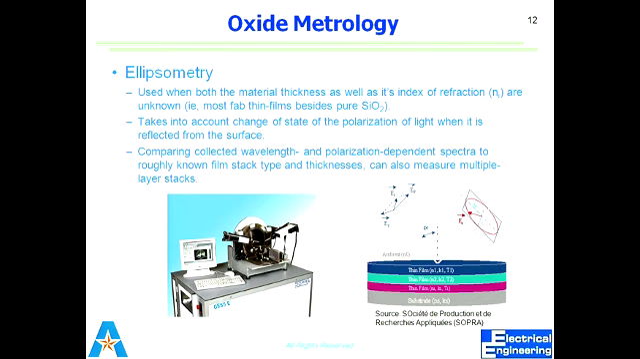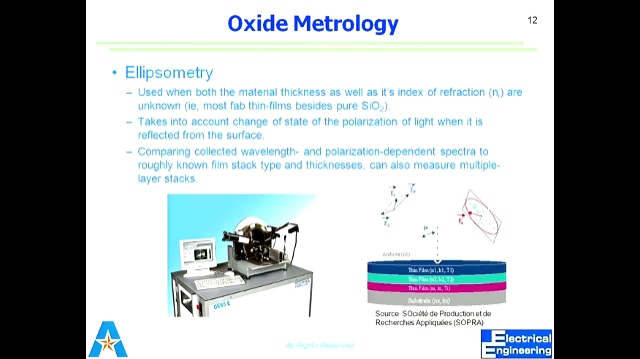Now how it actually works: it takes into account the change of state of polarization of light when it is reflected from the surface. So the light comes in and is reflected from the surface. One thing that is necessary for this is that it should be a transparent layer in which you can measure the thickness. Due to the reflection, the state of polarization changes, and the extent to which it changes is detected by the detector, and that extent of change is used to calculate the thickness of the oxide that we have on that wafer.